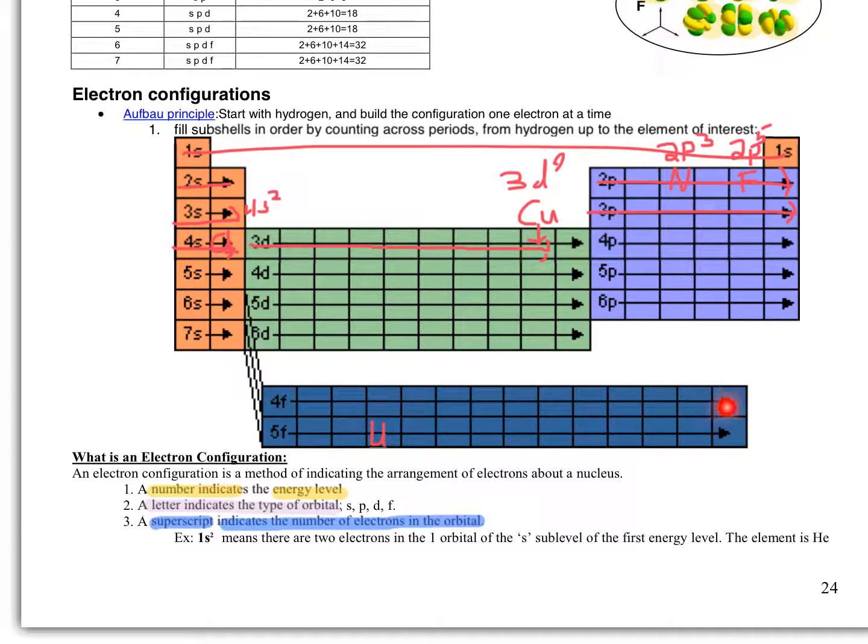4f14. Remember, f holds 14. The way to know that is you just count. 1, 2, 3, 4, 5, 6, 7, 8, 9, 10, 11, 12, 13, 14. 14 blocks in F, therefore F can hold 14 electrons, which we already discussed.